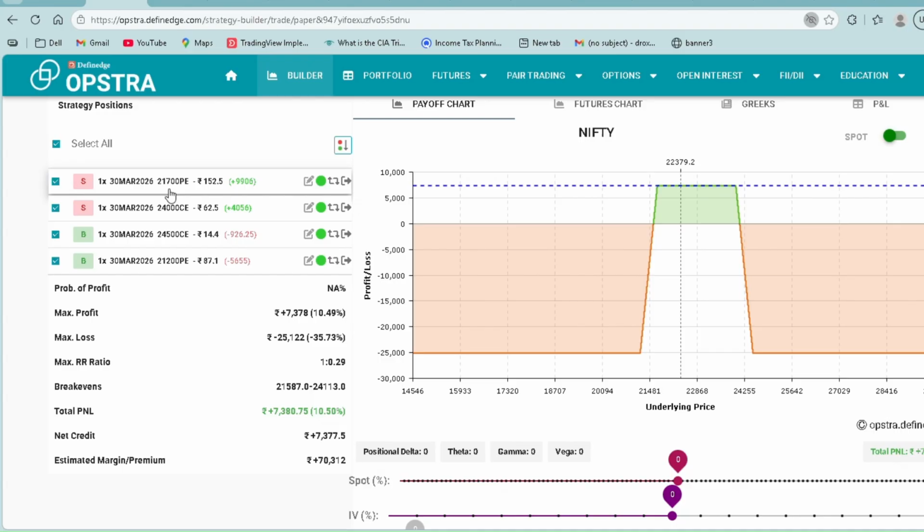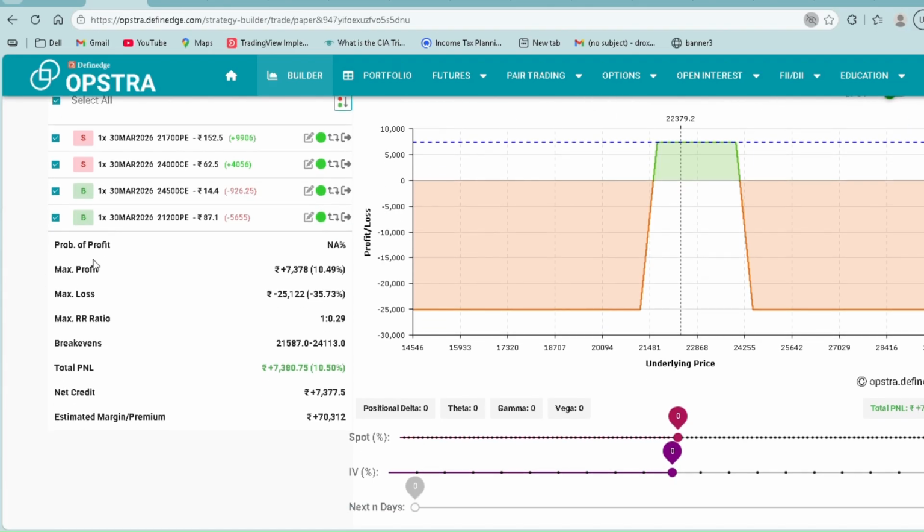This is my overall position. As you can see, I sold 21,700 PE, that is 30 March, one lot at the premium of 152.5, and I sold 24,000 call, same expiry, same lot size, at 62.5 rupees, and I hedged my position with 24,500 call, that is 14.4 rupees, and 21,200 PE, that is 87.1, same lot size, same expiry.